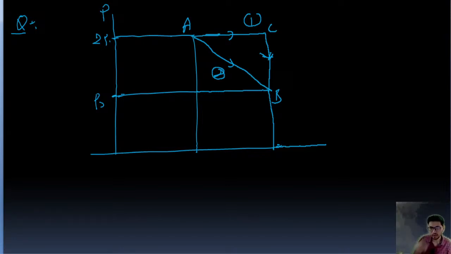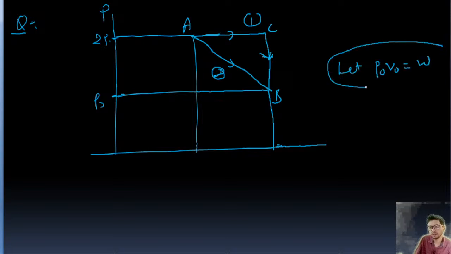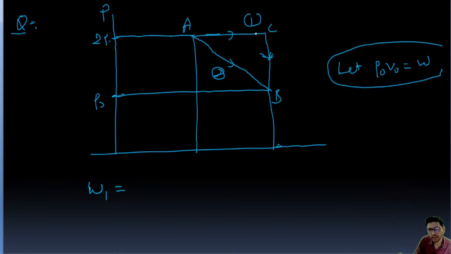Also let us say P naught V naught equal to W. Now we'll find W1 first by path 1. Very simple. By path 1, W1 is going to be this. First we are going A to C, right? The area covered by this rectangle, right? Going A to C means the area covered by this curve is this area, this rectangle.